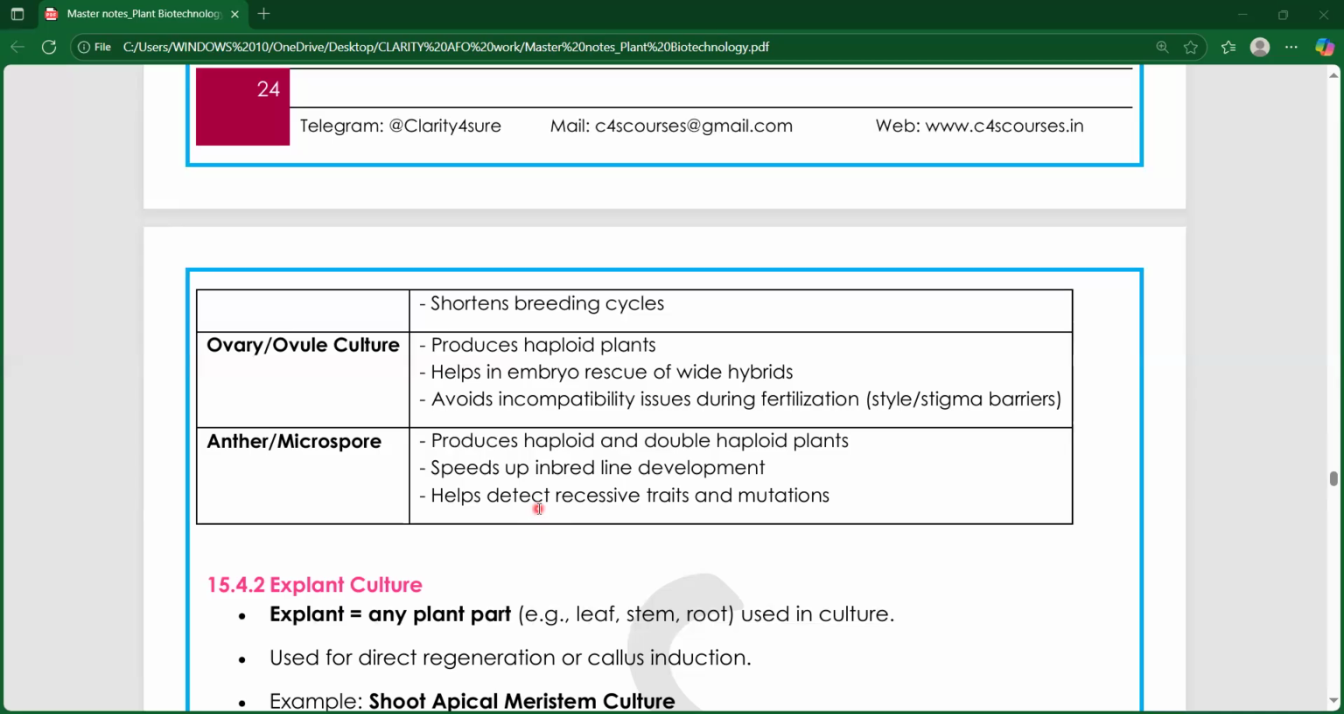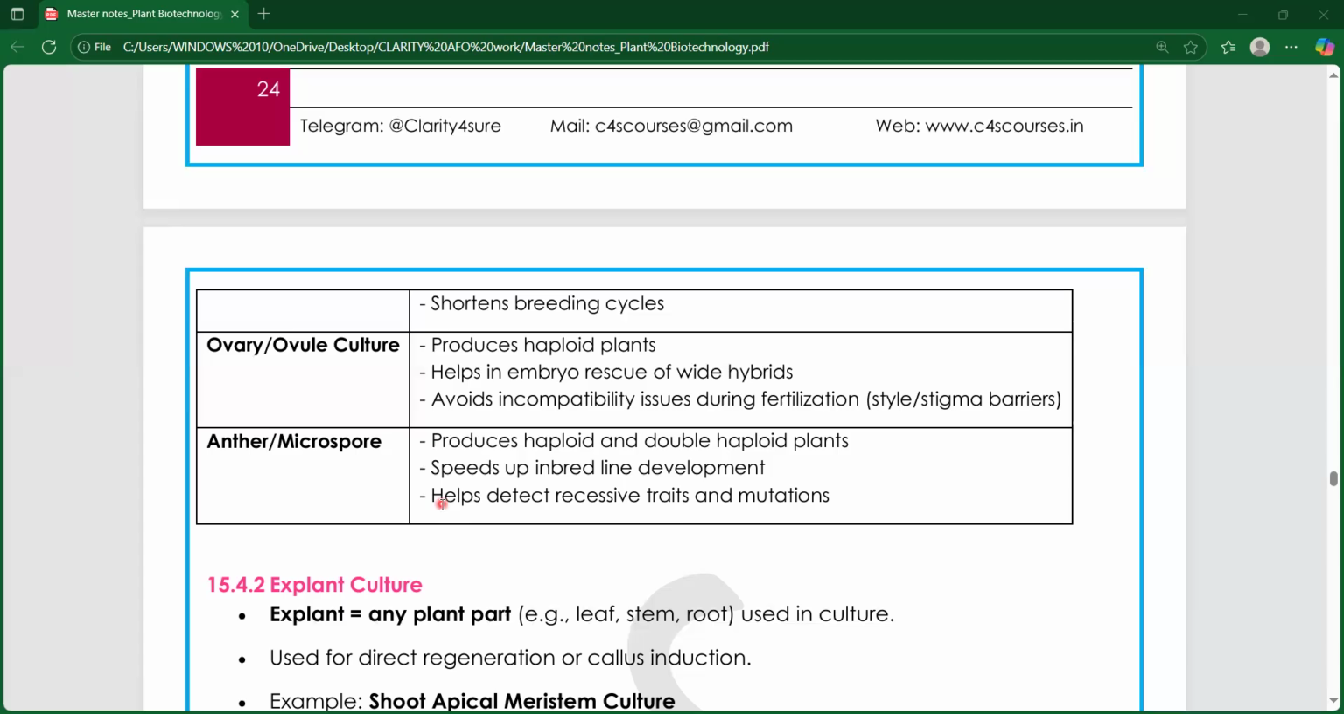Colchicine, or you can say a growth regulator. Then this culture is also used in reducing the breeding time by rapidly producing pure inbred lines. It is also useful for mutation studies, in which haploids can express recessive alleles immediately. And this culture also helps in identifying the recessive phenotypes which are available in the plant genetic diversity and carrying out genetic screening efficiently.